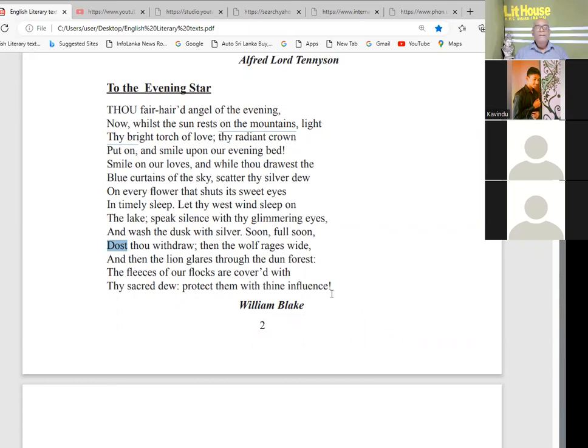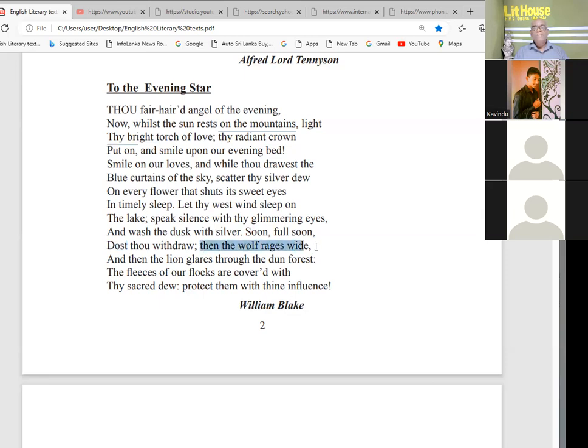Don't worry about it. Completely forget this. Thou withdraw. You disappear. Soon, quickly. Because we know the evening star does not remain much time in the sky. Only two or three hours. She goes down. She disappears. Soon, full soon, you will disappear.